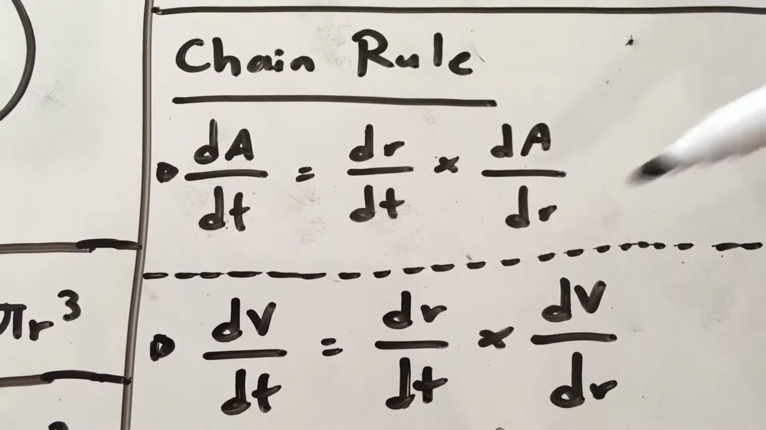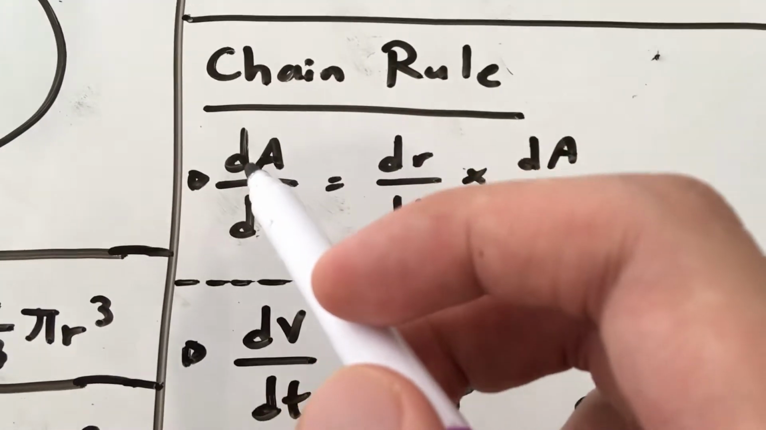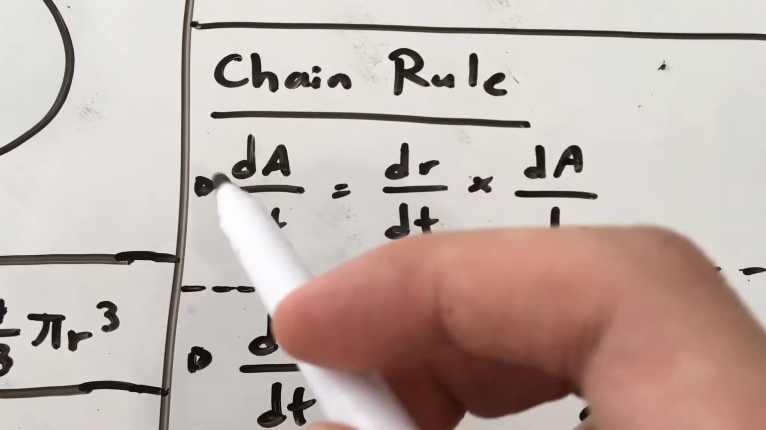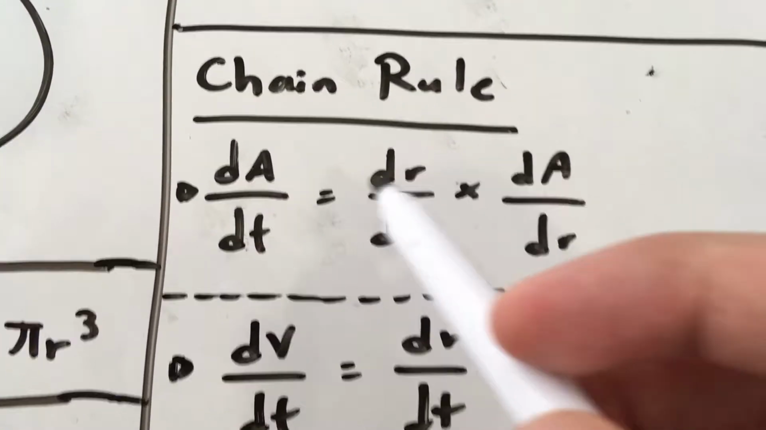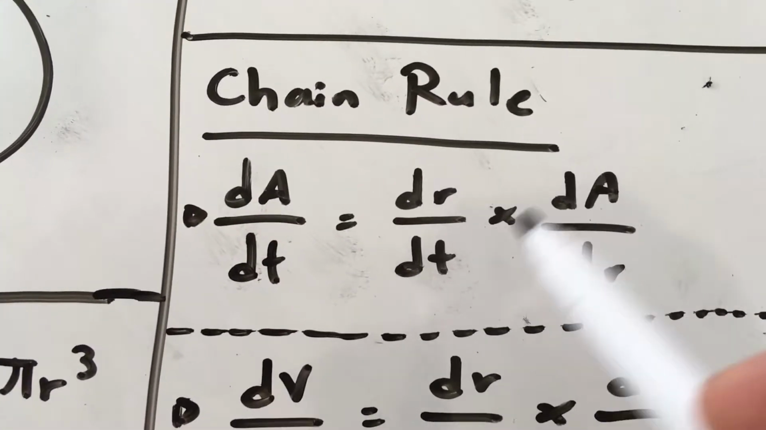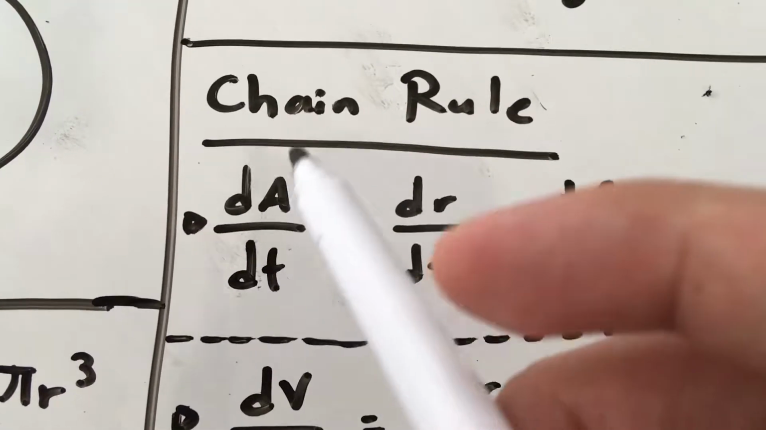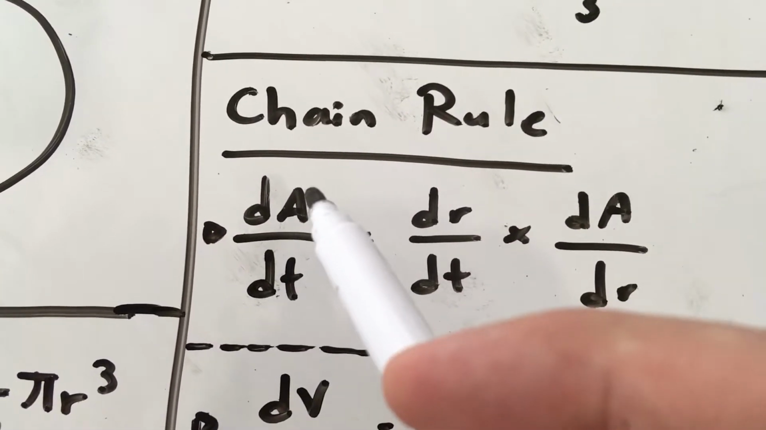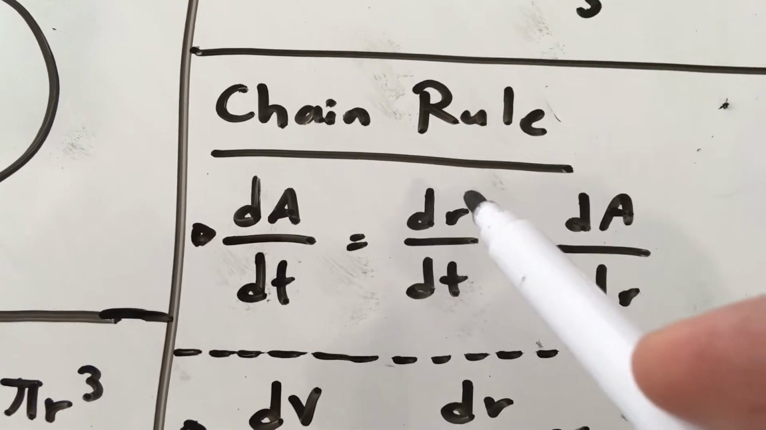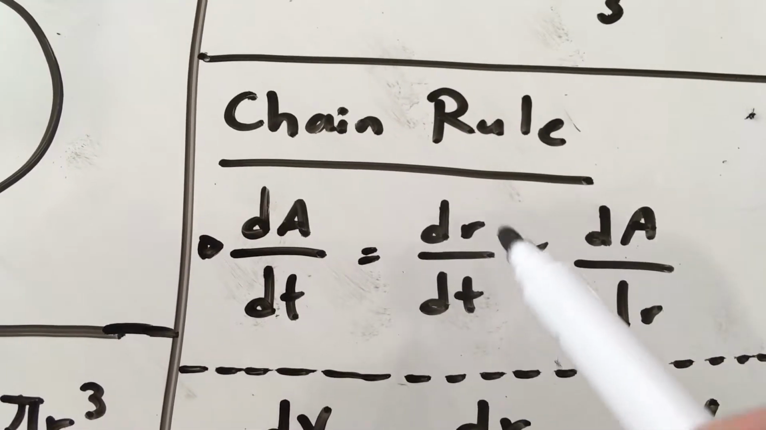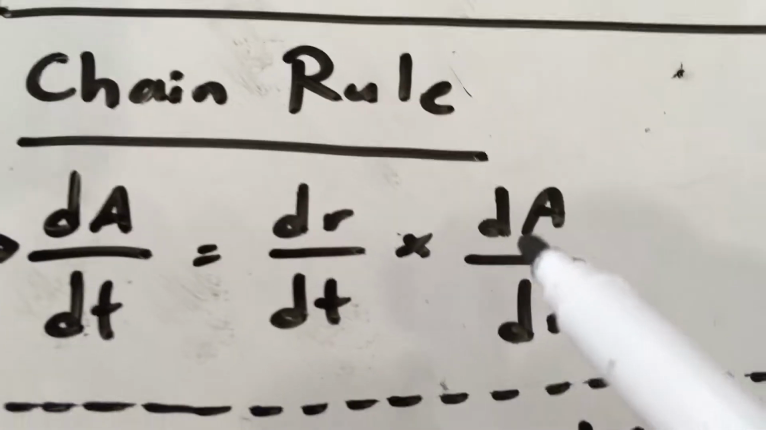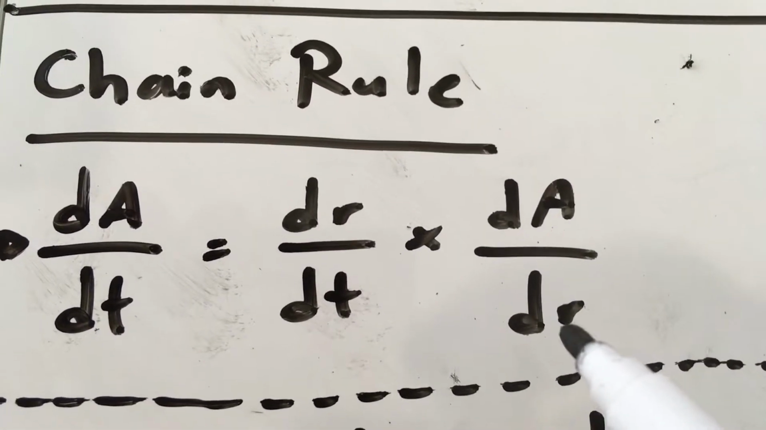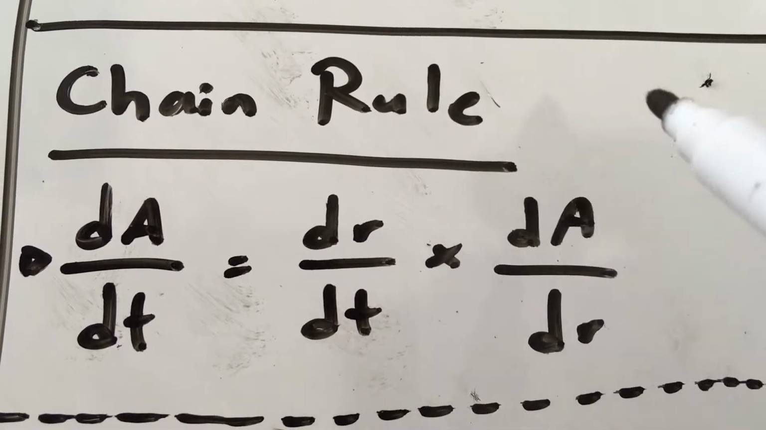So the chain rule is kind of intuitive, as you can see. If I wanted to find the rate of change of surface area, dA/dt, it's actually equal to dr/dt times dA/dr. What does this mean? The rate of change of surface area is the same as the rate of change of the radius, which was given before, times dA/dr. So as the radius increases, the area increases, right?